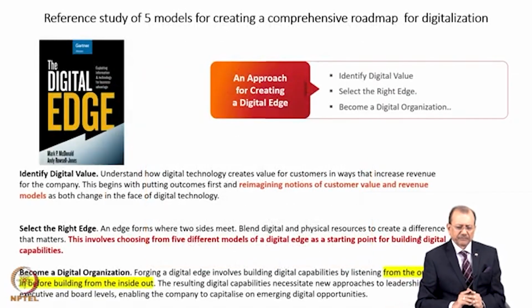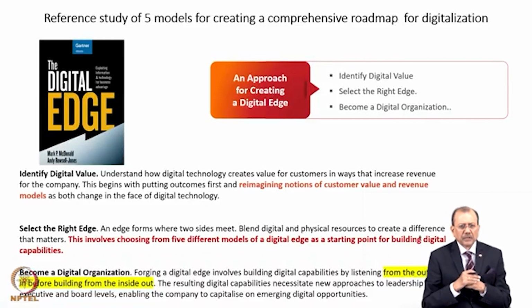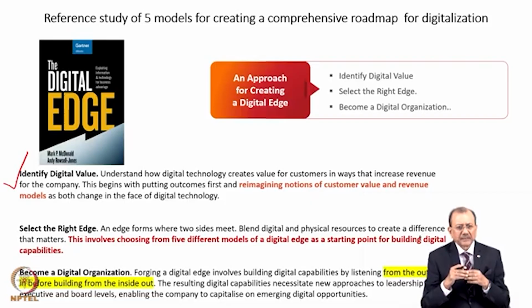To understand the context, I am using a research published a long time back by Gartner, the global consultant whose recommendations and studies most IT companies refer to. They have developed something called five models for creating a comprehensive roadmap for digitalization. And the base factor is that we should work toward identifying and creating the digital value. That is the first thing a company is supposed to do if they are working in the digital space.